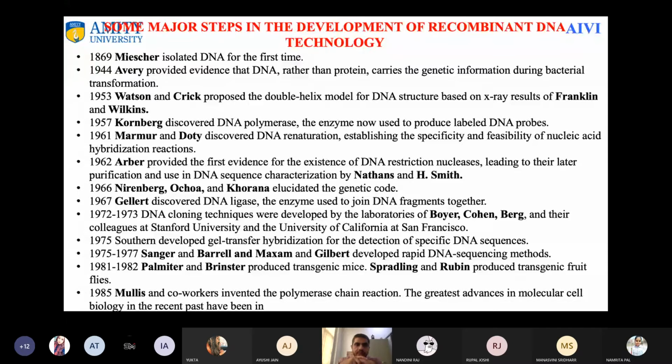Then after a 1 year gap, Arber provided the first evidence that restriction nucleases are there. Restriction nuclease simply means enzymes which can break the DNA. So Arber deciphered that we can break the DNA. The discovery of these enzymes, the restriction nucleases, which are able to break down your DNA, became the basis of the sequencing you are talking about nowadays. So in your other microbiology class, you might have heard about how to define your DNA.